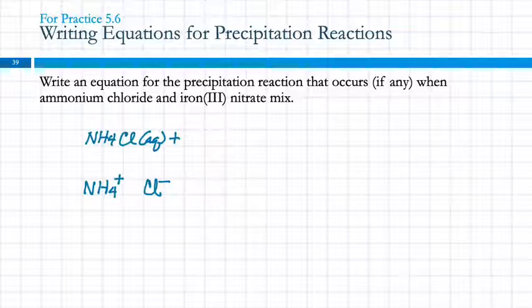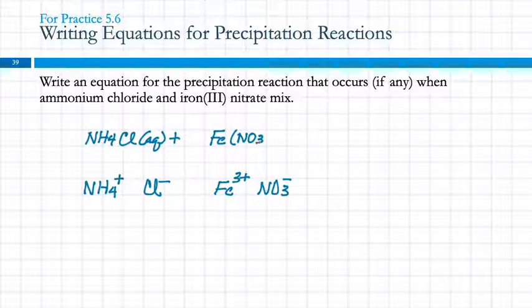The other one is iron 3. So the 3, the Roman numeral 3, is the charge on the iron, not how many there are. So that's Fe3+, and the other ion is nitrate, which has a -1 charge. So looking at the charges, I realize that I need 1 iron ion and 3 nitrate ions, and that's going to be aqueous. And I'm leaving space here in case I need a coefficient.